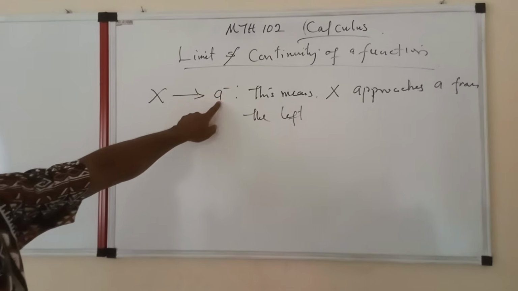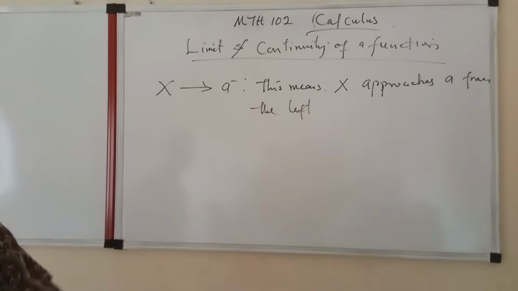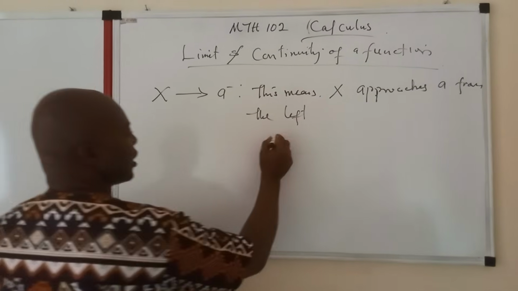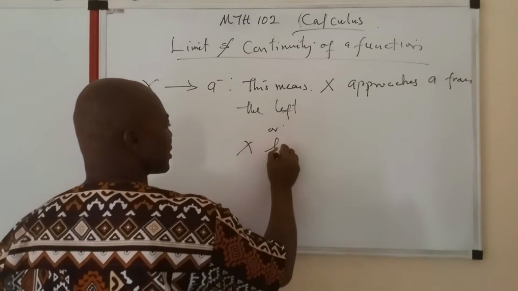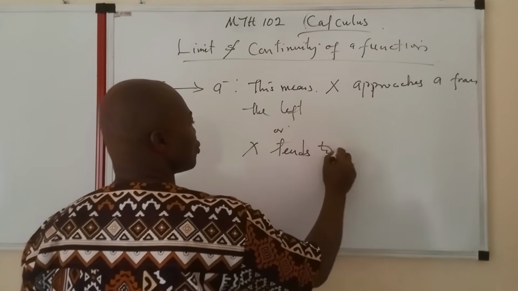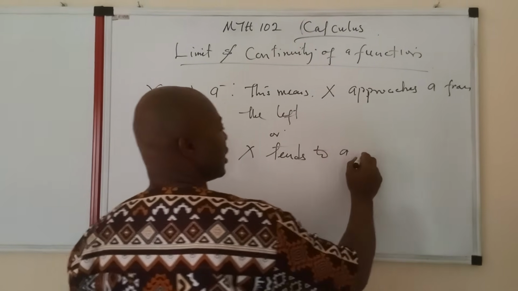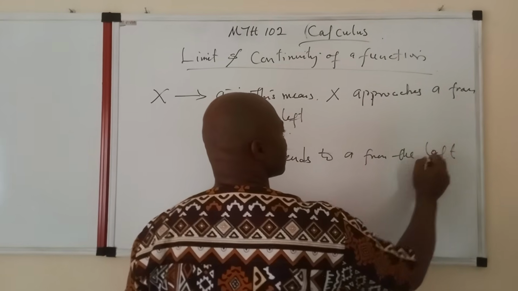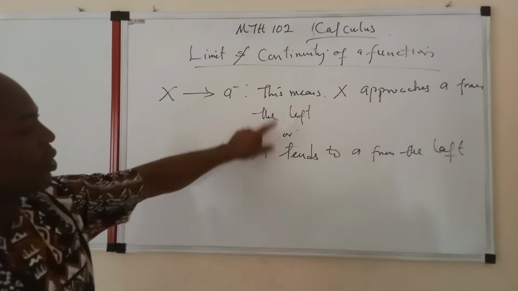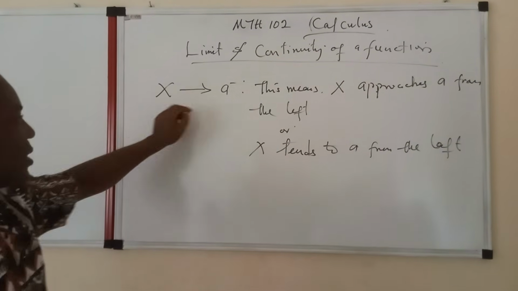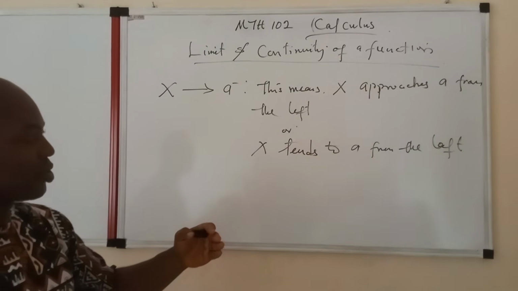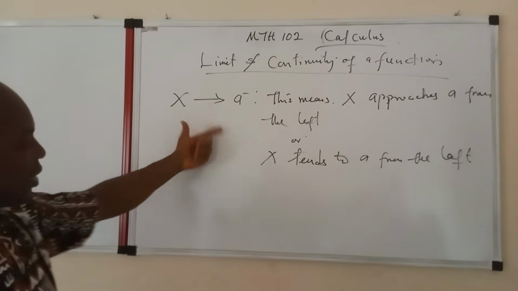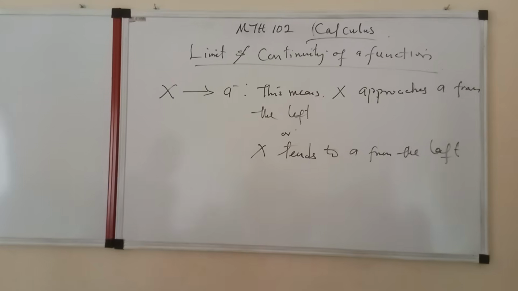You can see that the upper part here, we have a negative sign. It means x approaches a from the left. Or you can also say x tends to a, the point A, from the left. Now, these two things mean the same. So, as I earlier said, when you say limits, we are talking about something going towards a particular point. So, these expressions are the things that we will be seeing often.